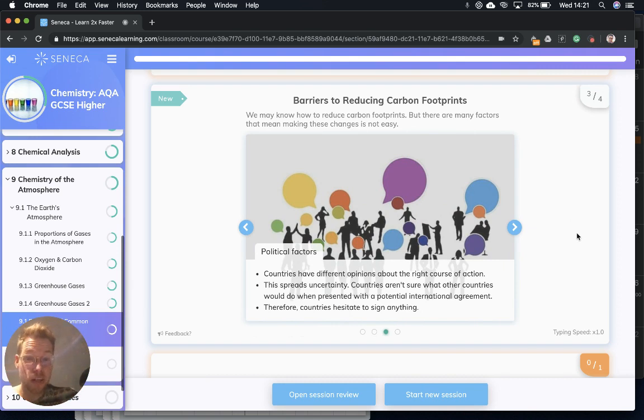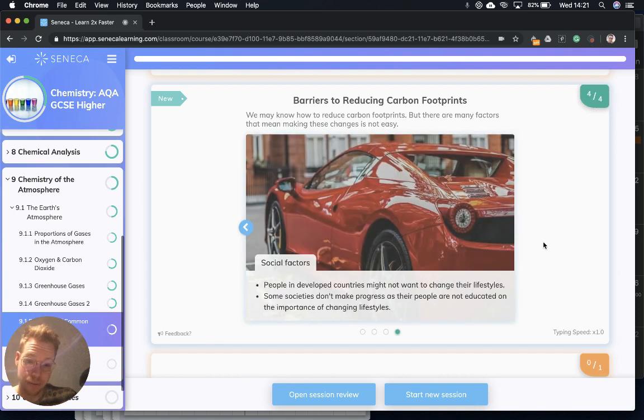There are also some political factors, as always, and countries have different opinions about the right course of action. Basically, these political factors spread uncertainty. So countries aren't sure what other countries would do when presented with a potential international agreement. So countries are a little bit hesitant to sign anything.